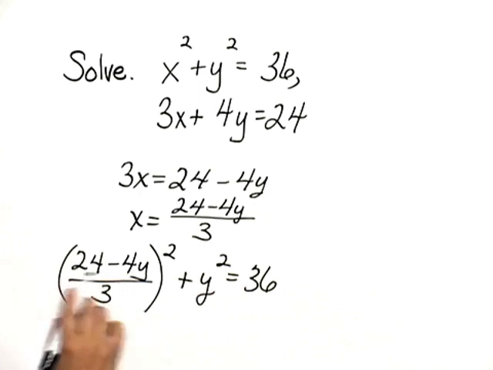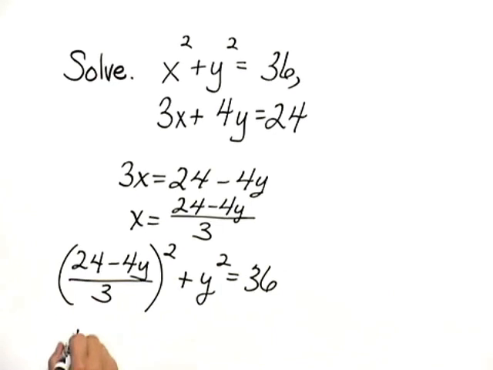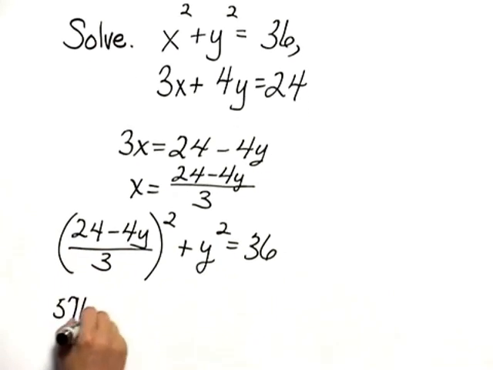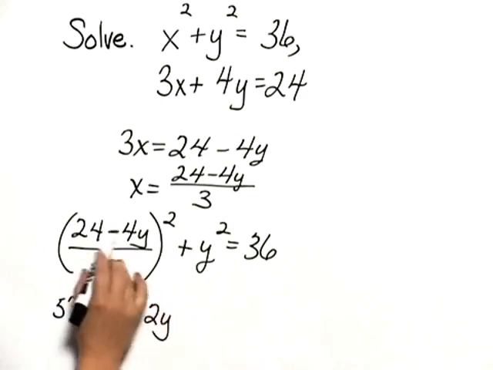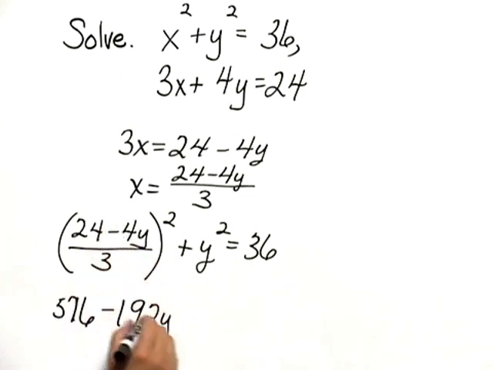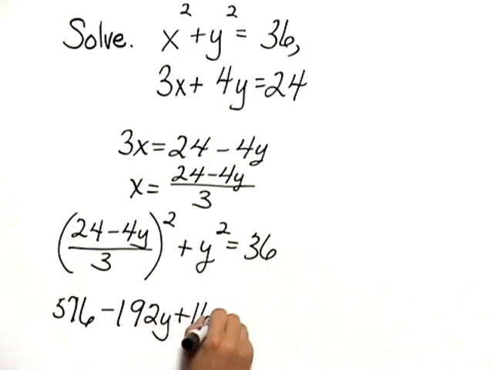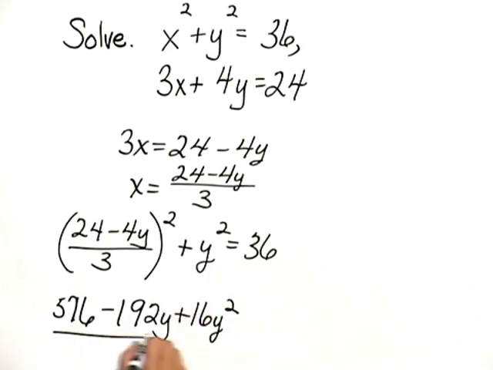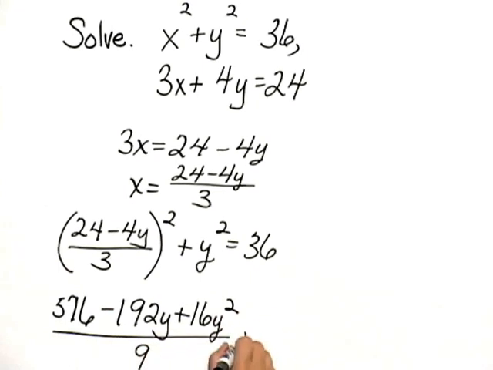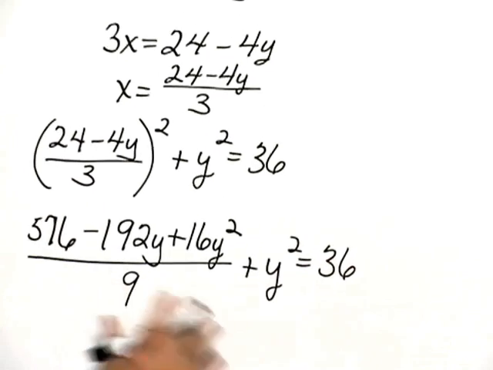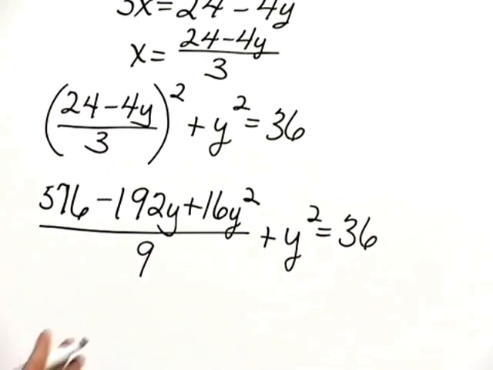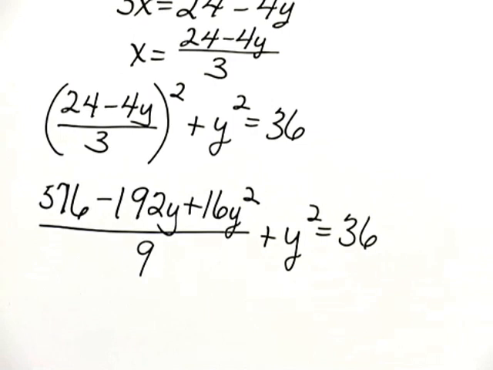When we multiply this out, we would get 24 squared is 576, minus 192y, that's 24 times negative 4y times 2, plus 16y squared, all of that over 9, plus y squared equals 36. Now when we end up simplifying this, we'll be able to write this just as a regular quadratic equation. Let's multiply both sides by 9.